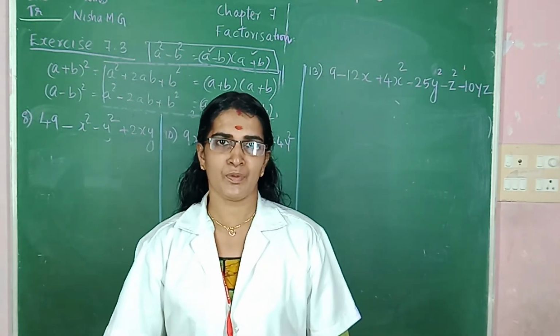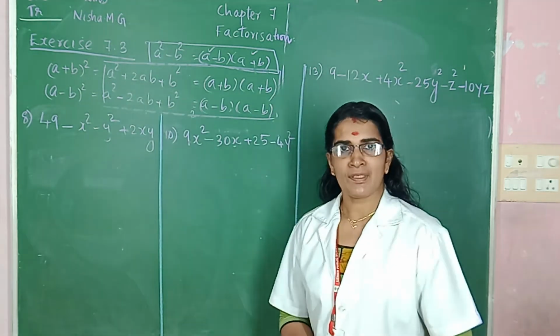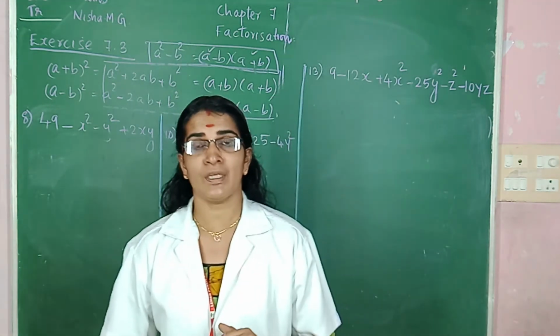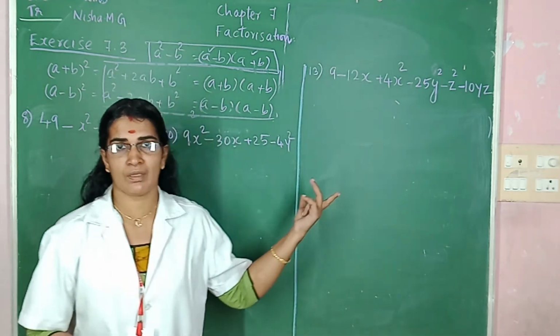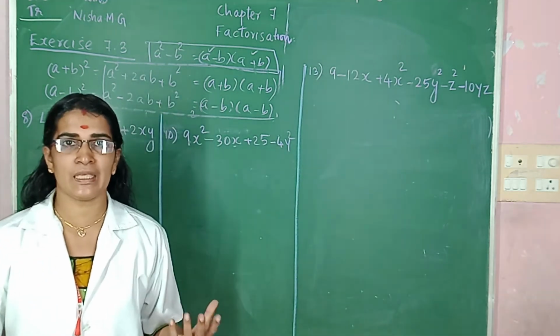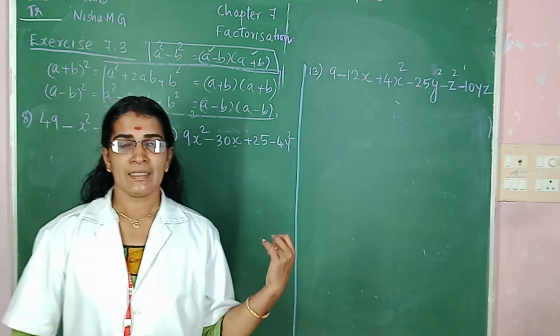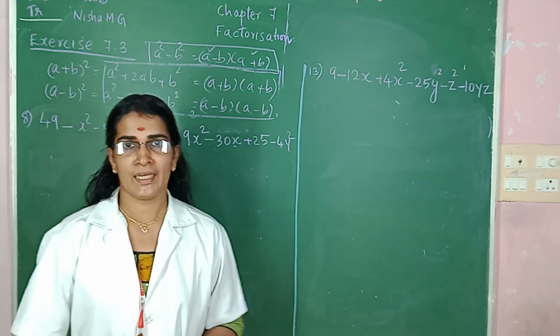Children, let us do some more questions from the same exercise. Compared to the previous questions, these are some long questions, so we have to apply 2 identities together, sometimes 3 identities together. The previous section was actually easy; we were applying only one identity. Here, in these long type questions, we are applying more than one identity.